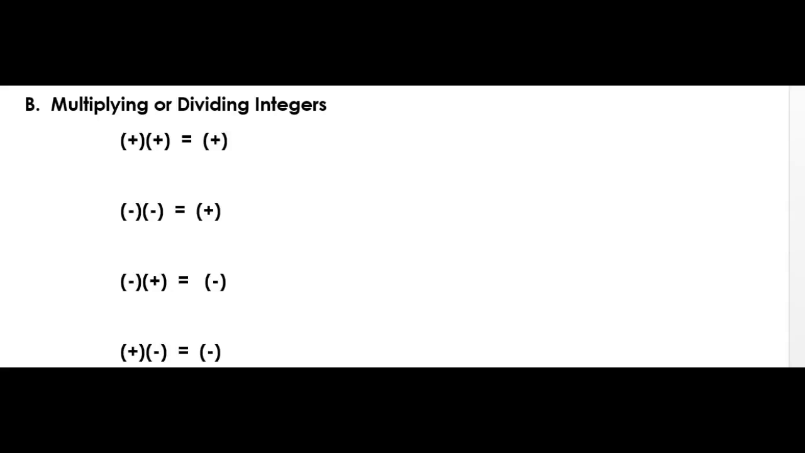So for example, if I had, let's use some simple numbers, positive 2 times positive 3, that equals positive 6. So a positive times a positive will always give me a positive value. That's nothing different than anything you've ever done before.